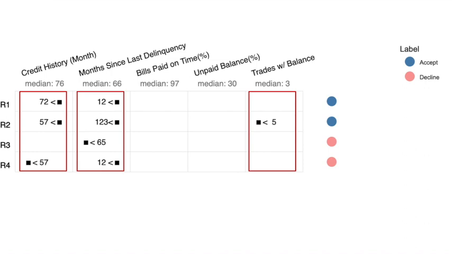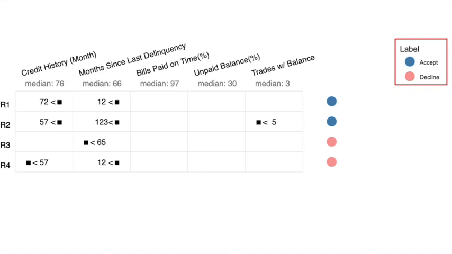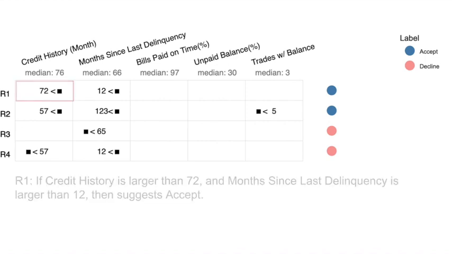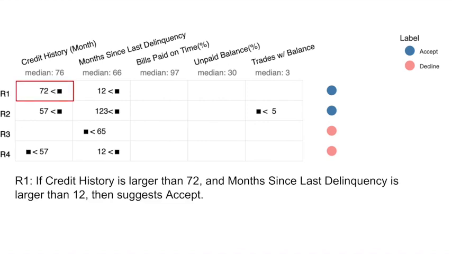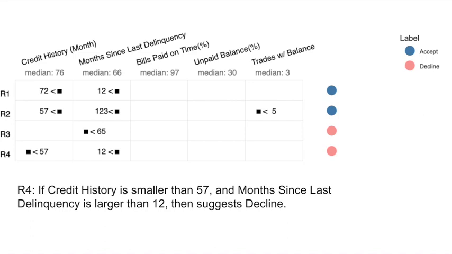As demonstrated here, blue circle represents a suggestion accept, and red means a suggestion of decline. And when an application comes, if its credit history is larger than 72, and months since last delinquency is larger than 12, then it matches rule R1, which suggests accept. And if its credit history is smaller than 57, and months since last delinquency is larger than 12, then it matches rule R4, which suggests accept.